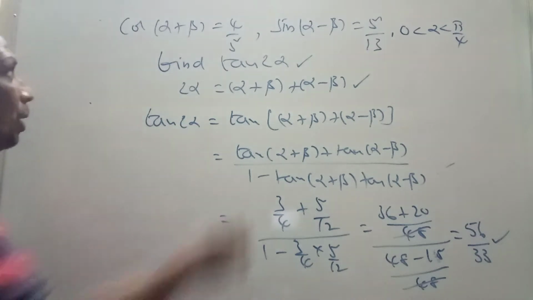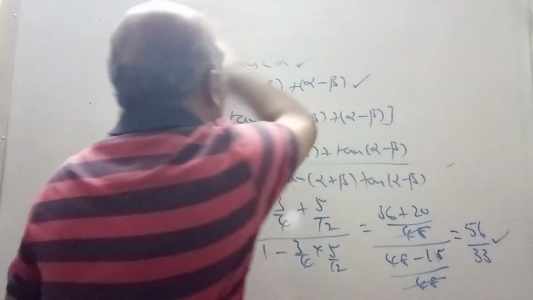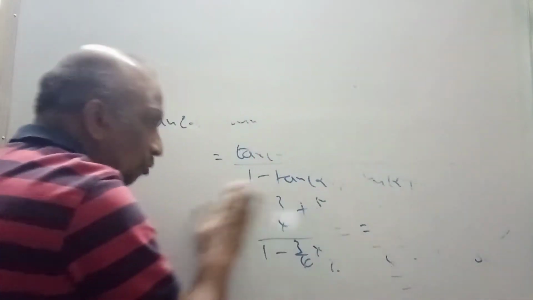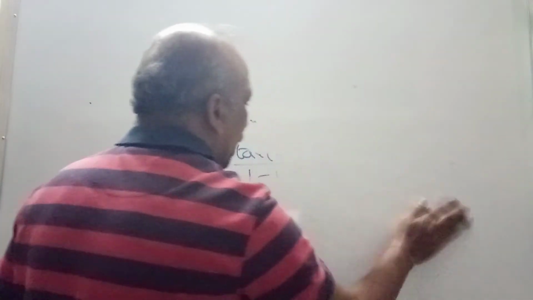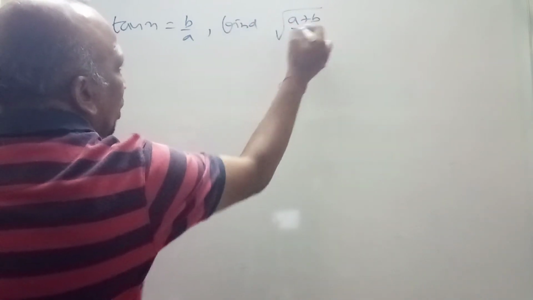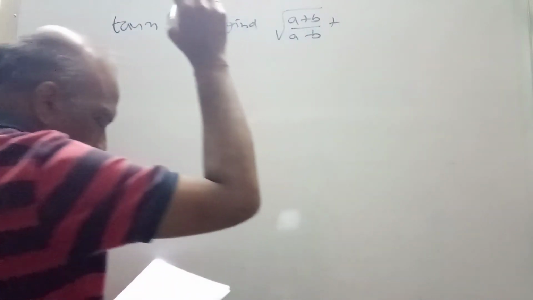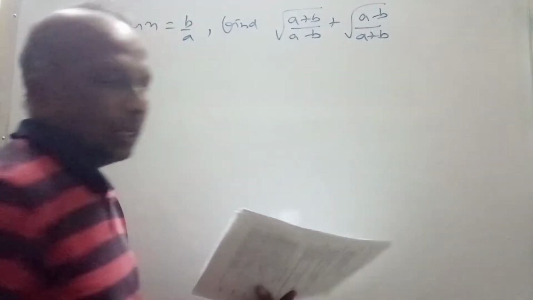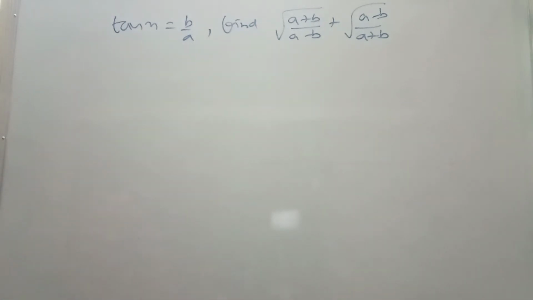If tan x is equal to b by a. See the next problem. If tan x is equal to b by a, then find the value of root of (a plus b) by (a minus b) plus root of (a minus b) by (a plus b). They are asking to find this value. So how to find this value?